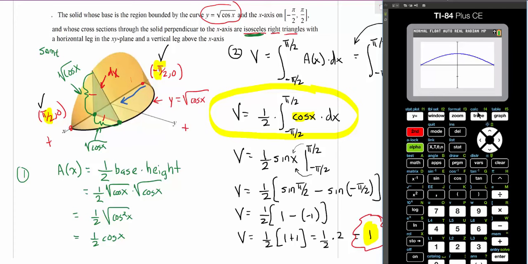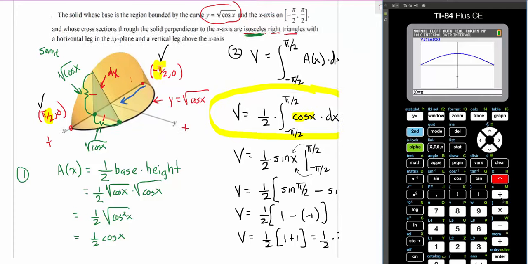So if I go second trace, option 7, the lower limit's going to be negative pi over 2. That's the lower limit of my integration. So I'll go negative pi over 2. That will be my lower limit. Upper limit will be positive pi over 2. Okay, and put that in, and that will shade that region then.